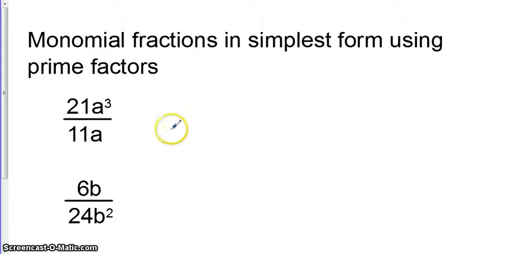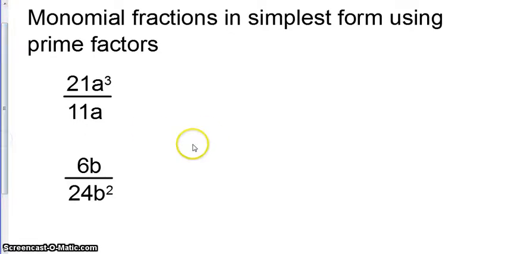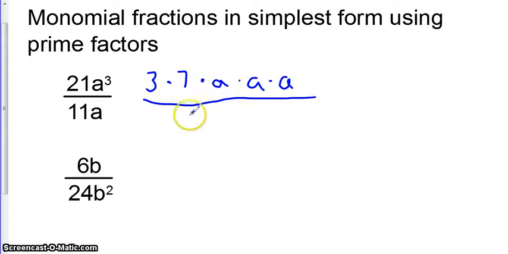Now we're going to take a look at monomials. When we look at monomials, we're going to look at the number as well as the factoring of the monomial. So if you look at the first one, we're going to look at the number part first, and we look at 21. 21 as prime factors is 3 times 7. And then we look at the a to the third. a to the third is a times a times a. And then we can look at the bottom part. 11 itself is prime, so 11 stays there. A times it, nothing else, because there's only one a.